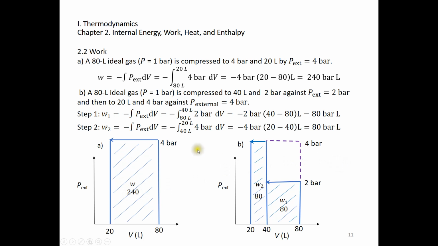Now, what if we use a two-step process? So in the first step, we use only 2 bar pressure to compress the system from 80 liters to 40 liters. We get a rectangle with an area of 80 bar liters. And then in the second step, we use a 4 bar external pressure to compress the system from 40 to 20. Again, we get 80. If we sum it up, you get 160. This is smaller than 240 because you can see this part is missing. How much is this? It's simply just 240 minus 160, so this part is 80.